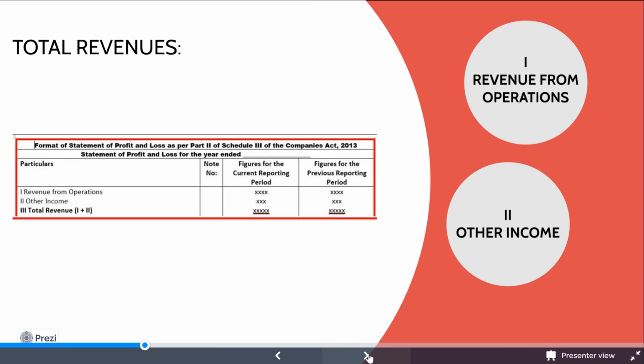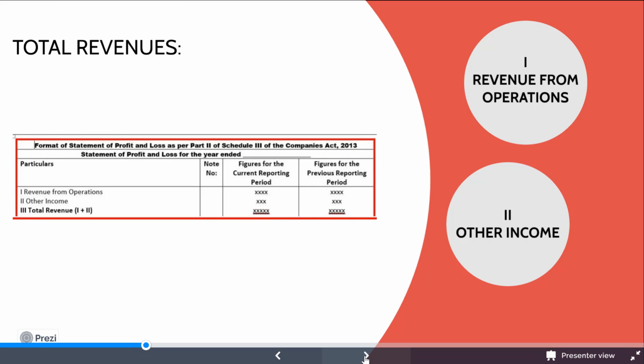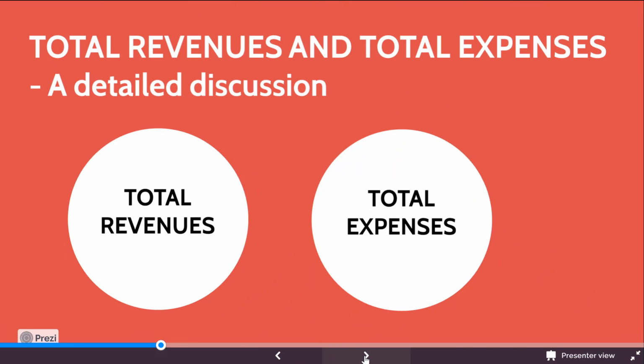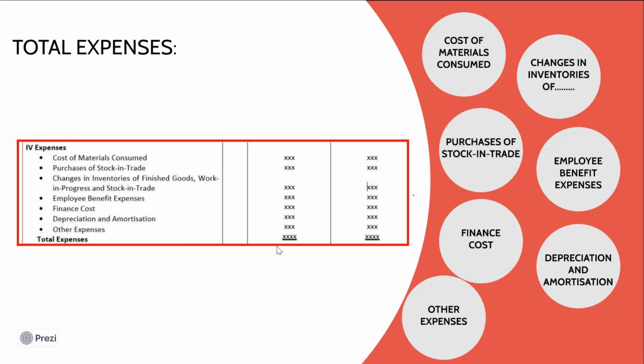So now once we understand what revenue from operations is and part 2 other income is, we add these two up to arrive at the part 3, which is total revenue. So now we've seen the total revenue, we'll move on to the total expenses. The part of the statement of P&L which shows the total expenses is like this.